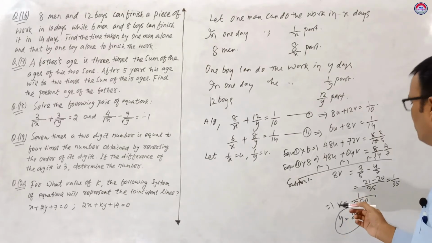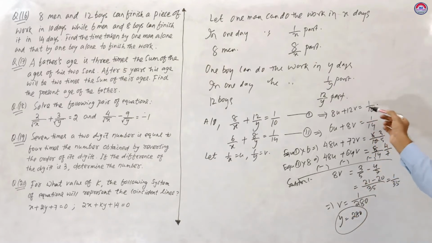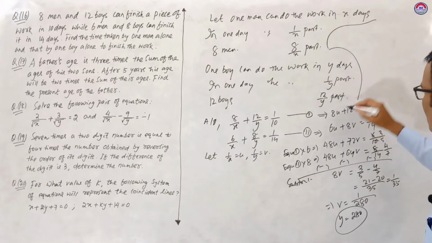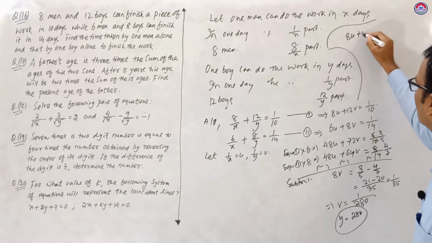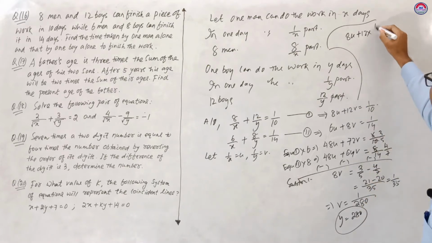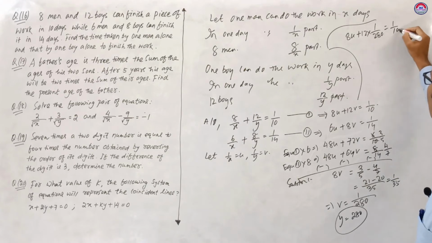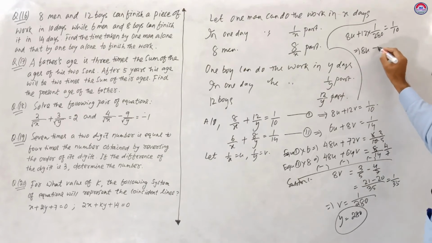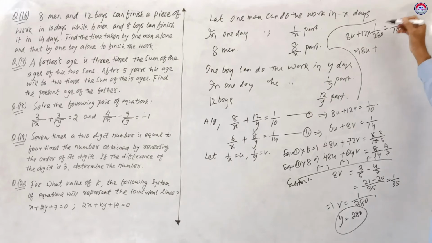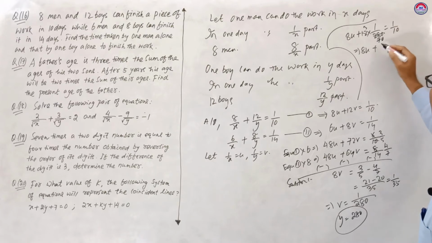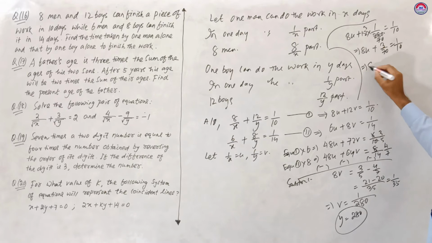Now put the value of V in this equation. So this will be 8U plus 12 into V, where the V value is 1 by 280, equal to 1 by 10. That implies 8U plus 3 by 70, since 12 by 280 reduces to 3 by 70, equal to 1 by 10. That implies 8U equals 1 by 10 minus 3 by 70.